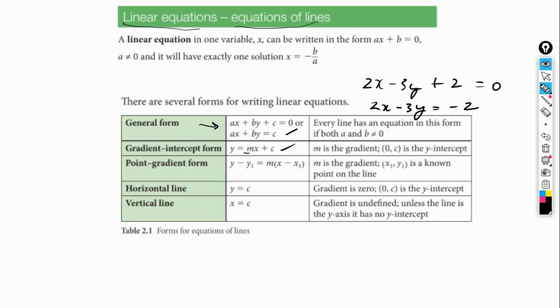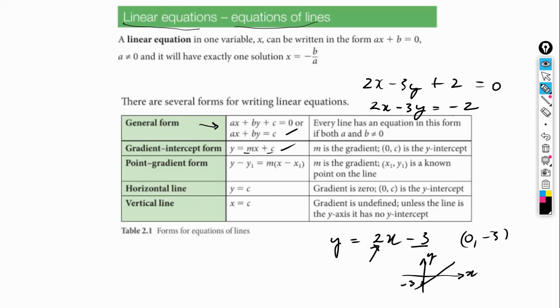m is the gradient or slope and c is the y-intercept. 0 comma c, I should say, is the y-intercept. So what's an example? Well, for example, if we have y is equal to 2x minus 3, then this here would be the gradient of the function, and this here would be the y-coordinate of the y-intercept. It means it would go through 0 comma negative 3, and it would have a gradient of 2. That means that it looks more or less like this. It would be a positive gradient, and it would go through 0 comma negative 3 in the y-axis.